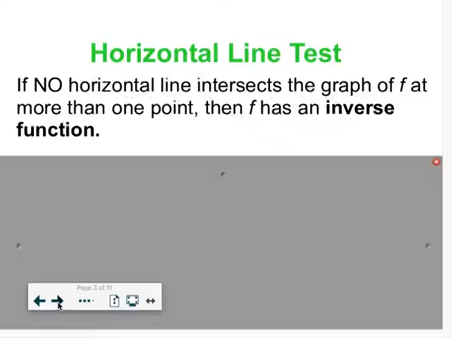All right, and then last set of things before we do examples, we're going to write down the horizontal line test here. The horizontal line test is very similar to the vertical line test. You're going to think about the original function, whatever they're giving you and asking you to find an inverse function for. If you pass a horizontal line through the function, it can only pass one point at a time. So if no horizontal line intersects the graph of f at more than one point, then f has an inverse function.